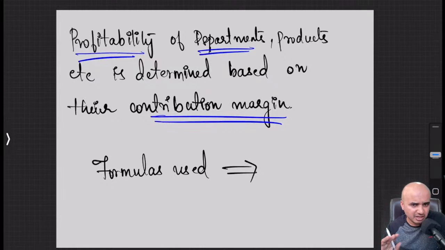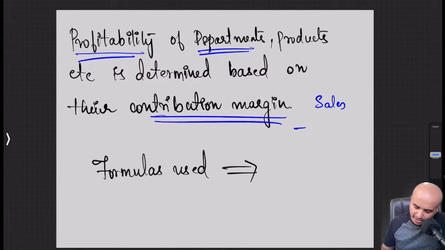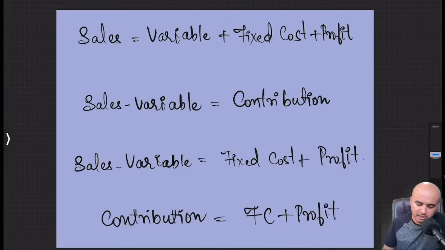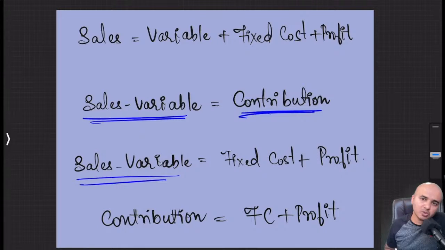Very simple thing. It is nothing but our sales minus the variable cost. Whatever is the sales value and whatever is the variable cost, from the sales value, if you deduct the variable cost, whatever is left will be our contribution or contribution margin. So let us look at the formulas used here. Sales minus variable cost, just now we saw, that is contribution. And sales minus variable cost can also be written as fixed cost plus profit.